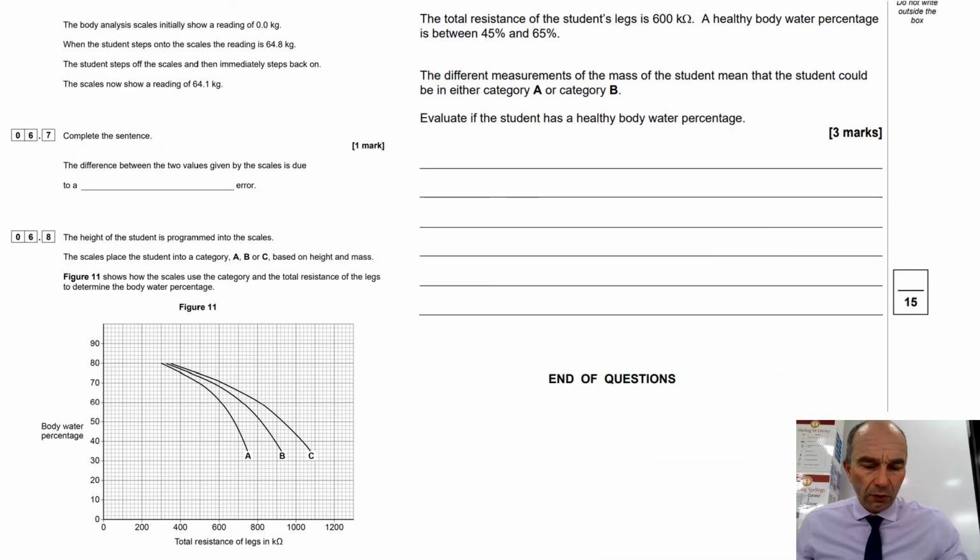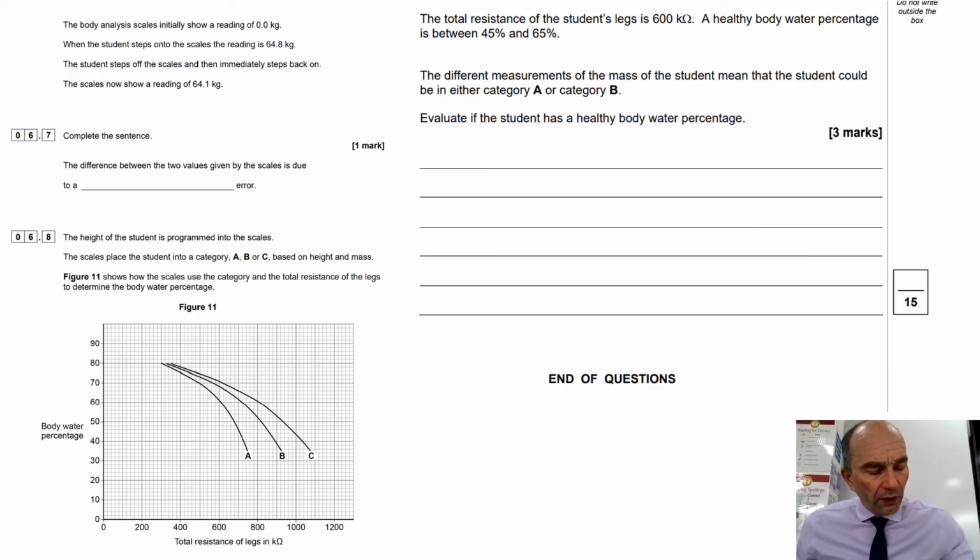Alright, so now we are almost there. The body analysis scales initially show a reading of 0 kilograms. When the student steps onto the scales, the reading is 64.8 kilograms. The student steps off the scales and then immediately steps back on. The scales now show a reading of 64.1 kilograms.